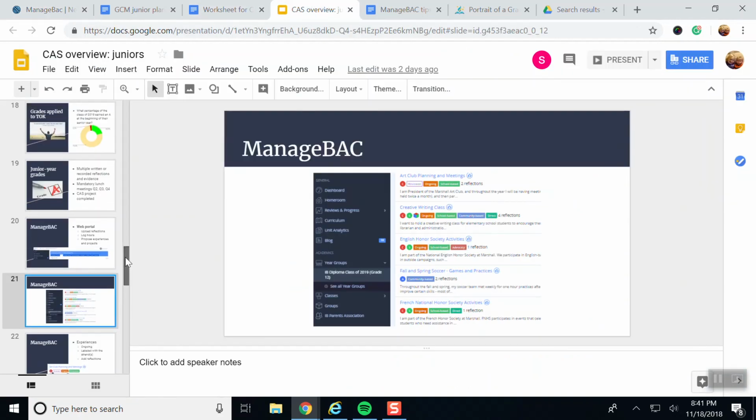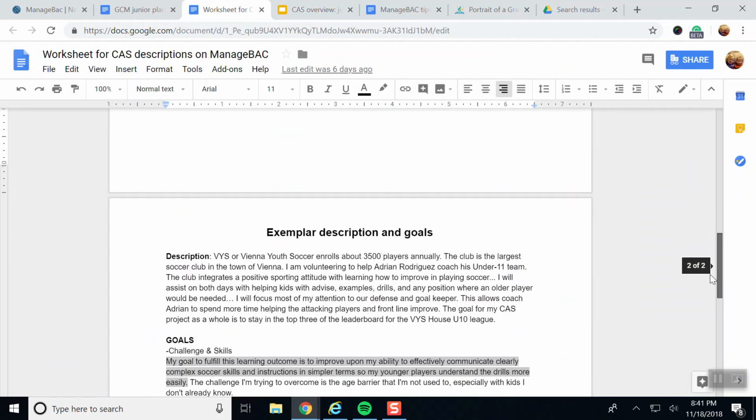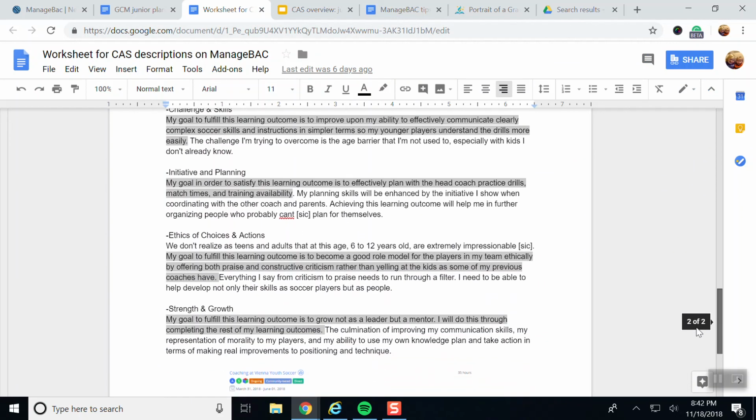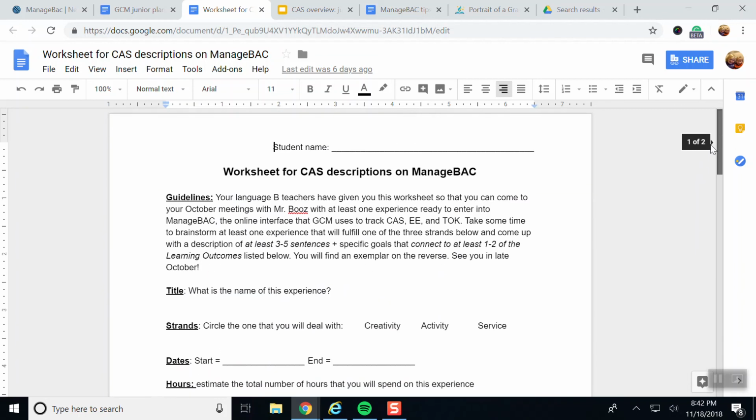those learning outcomes. Okay, so your first deadline is listed on the back of that worksheet. You guys can also find an example, exemplar description and goals here, and I've highlighted specifically where those goals are for you guys to kind of figure out exactly what it is that you need to do. You can always come see me in E101, and I hope this video was helpful to you.